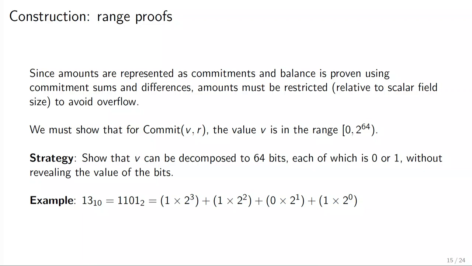So we have to show that the committed value, with its random Pedersen mask that we talked about, is in some fixed range. And like I said, that range is 64 bits, so I need to prove that that value, when expressed as an integer, is within the range of 0 and 2 to the 64.